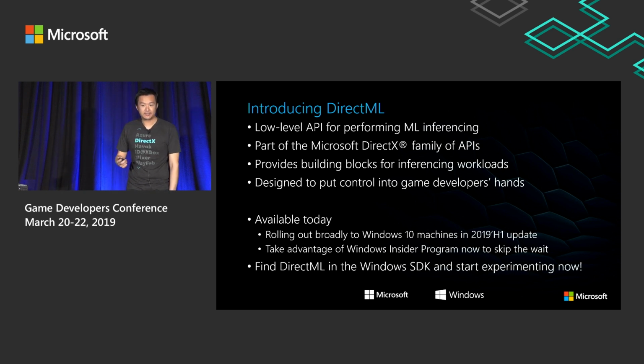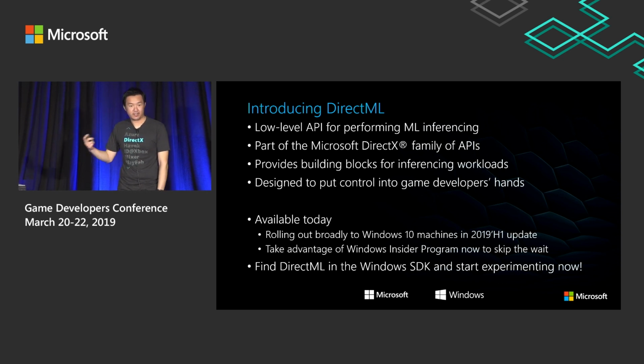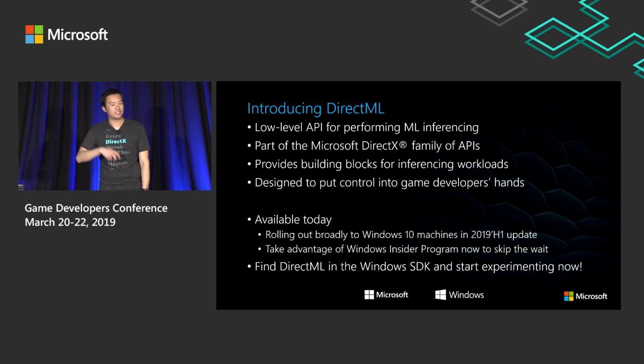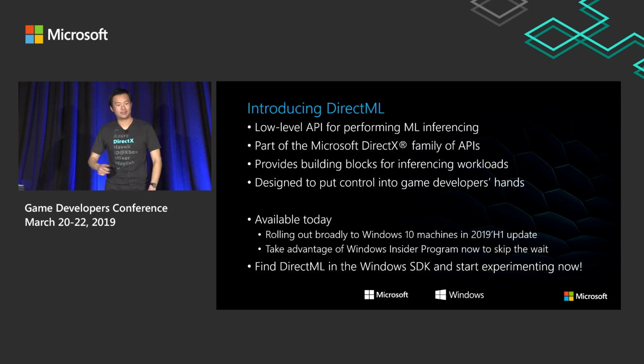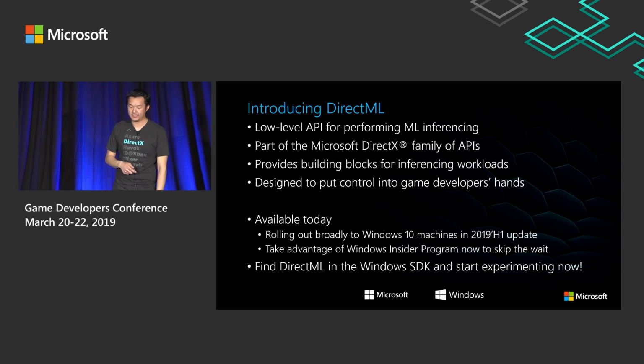DirectML gives you low-level access to the hardware and gives you the building blocks for higher-level abstractions for machine learning. And just as Direct3D is to graphics, DirectML is to machine learning. Since DirectML is a DirectX API, it's designed with game developers in mind. And it gives you control over as much of the hardware as possible while still maintaining a standardized hardware abstraction. DirectML is available as of today for you to use in your games. It's in the Windows SDK, and broad rollout to consumer Windows 10 machines will be happening in the first half of 2019 via Windows Update.